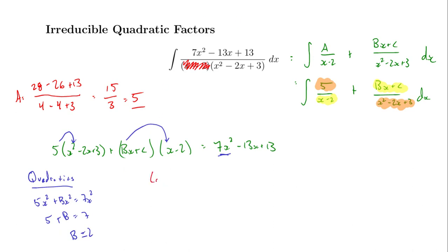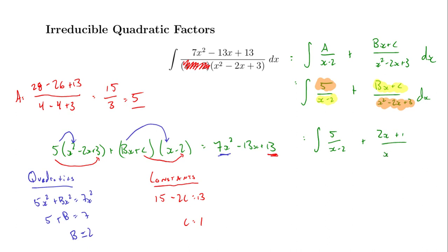If we do the constants, then what you'll notice is that those only involve things with c's in them. There's no b's in the constants, right? Because there's an x multiplied by b right off the bat. So I've got 5 times 3, that's 15, plus c times negative 2, equals 13. All right, so we can see here pretty easily that c is 1. Great. So this gives us our new integral, 5 over x minus 2 plus 2x plus 1 over x squared minus 2x plus 3 dx.